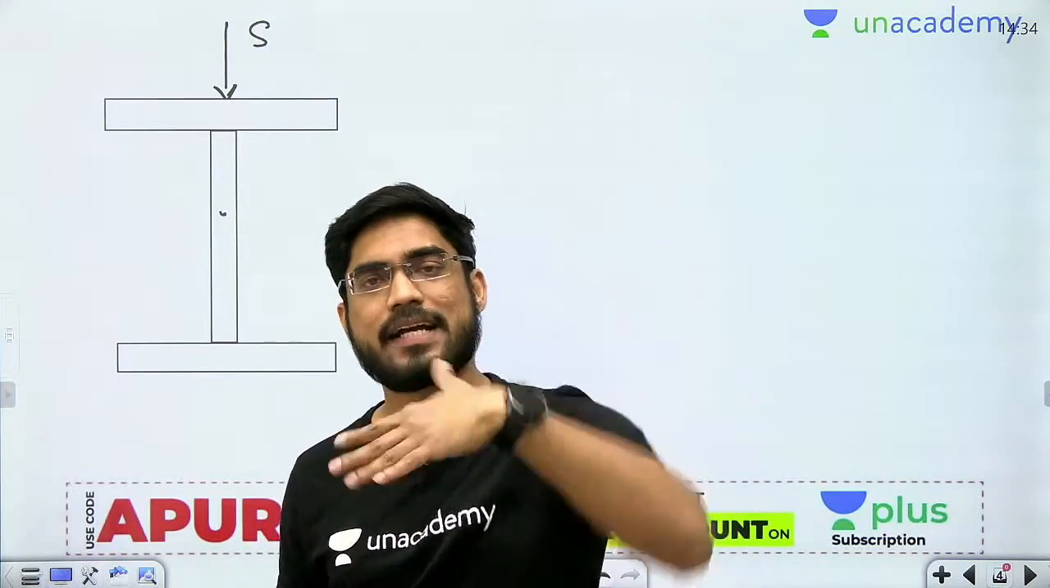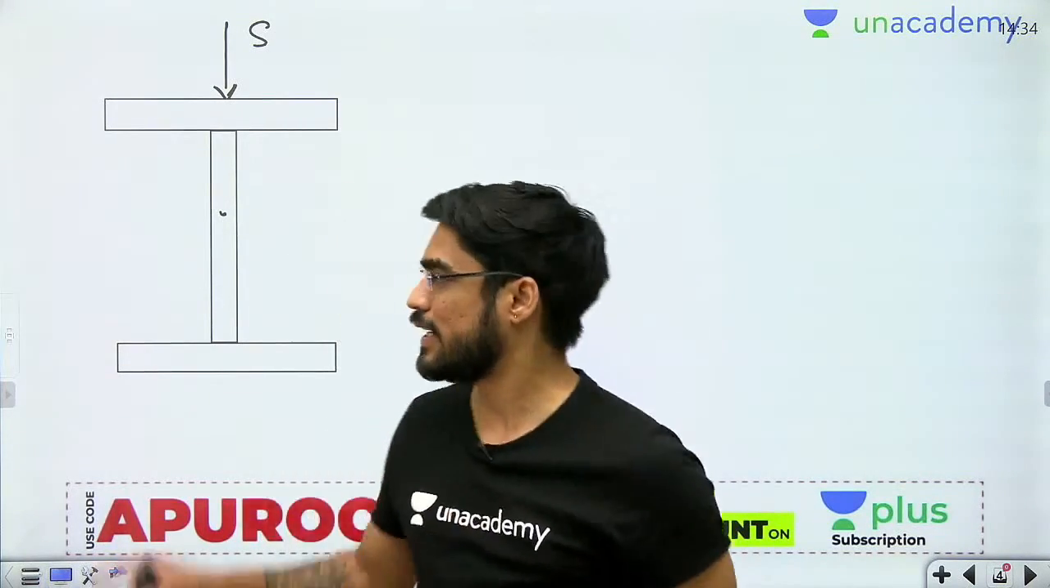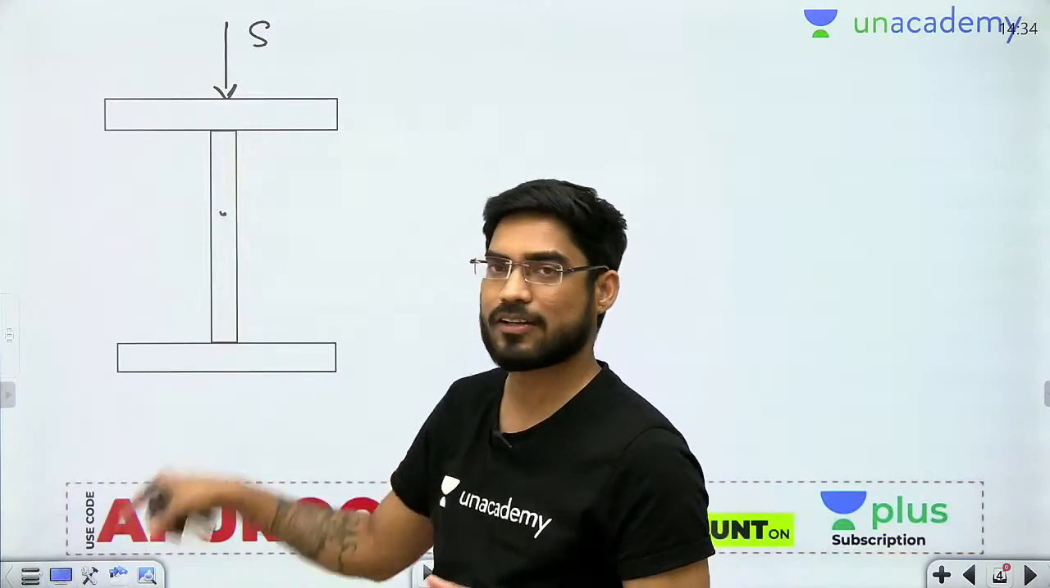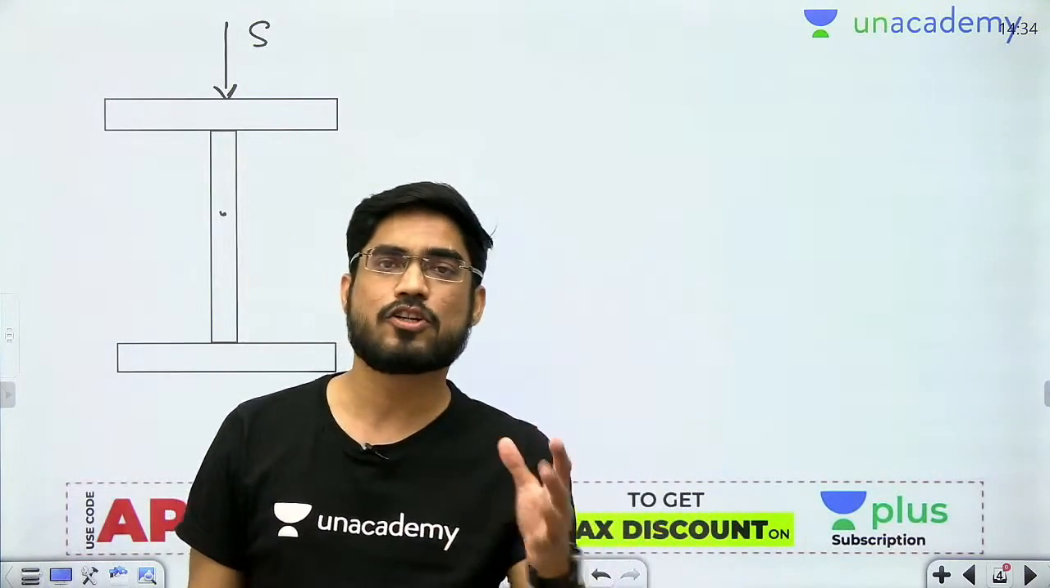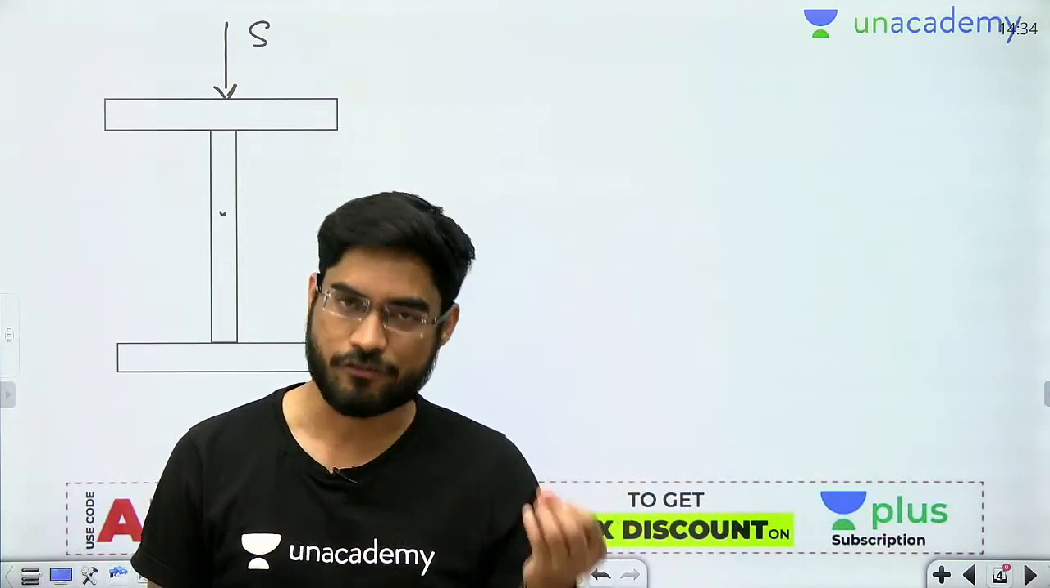The shear force that you apply on the beam is distributed over the entire cross section. And shear force per unit length we call shear flow.